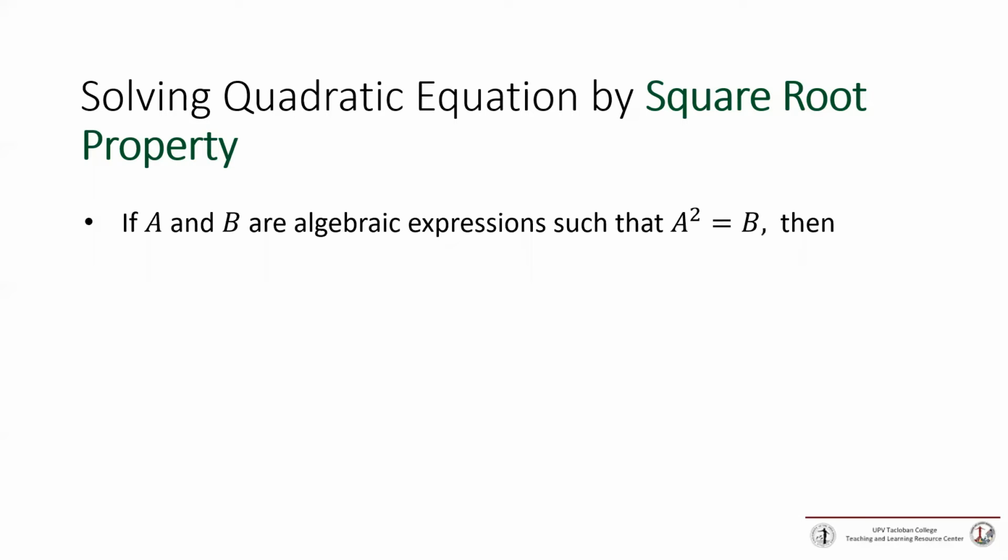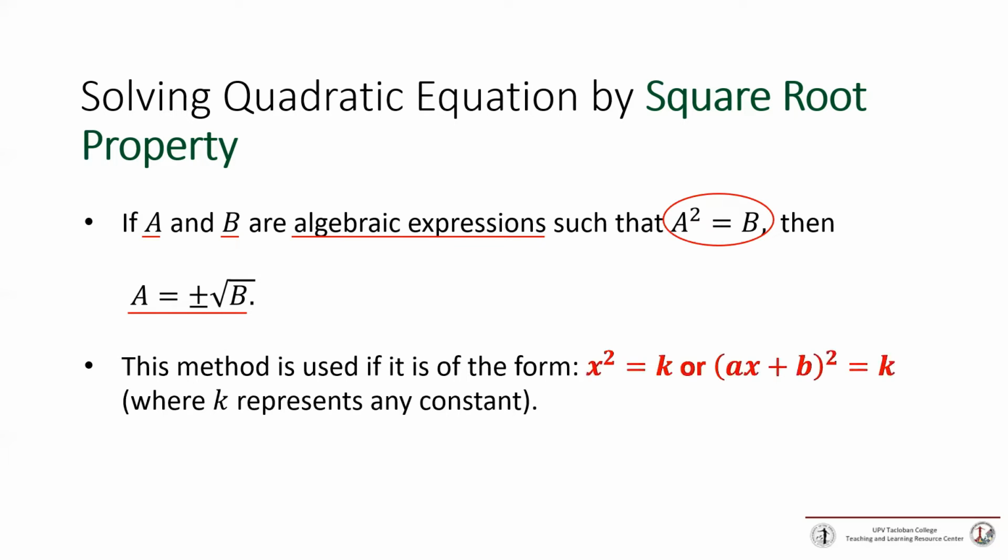So here, if A and B are algebraic expressions such that A squared is equal to B, then we have the solution for that quadratic equation: A is equal to plus or minus the square root of B. As I've said earlier, we have already encountered this method when we discussed power equations, because a quadratic equation is an example of a power equation.